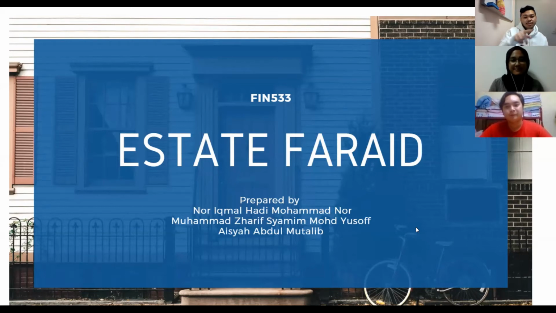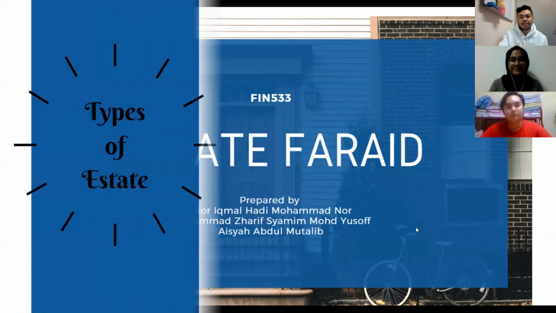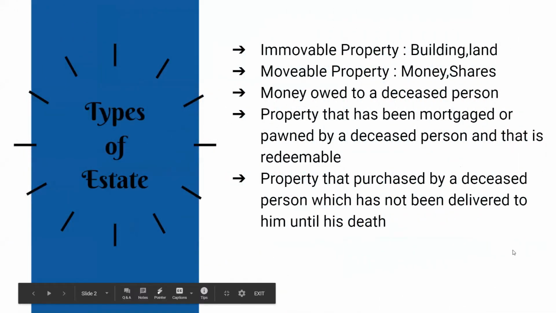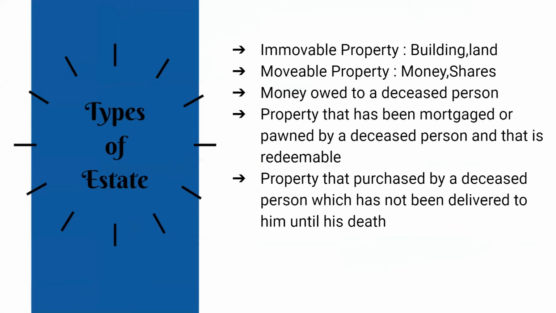Okay, let's get into the first thing in estate of Faraid. First property that is important is immovable property, such as building, land, and plantation. Second one is movable property, such as money, shares, vehicles, and clothes. Third one is money owed to a deceased person.